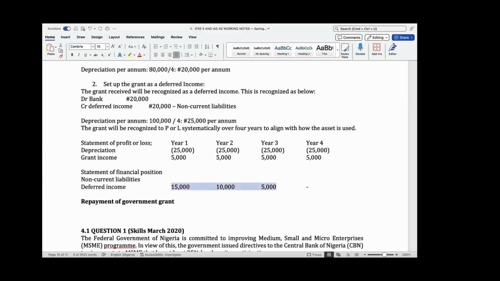So in such cases, you would treat the repayments of government grants like a change in accounting estimate. So it's like the estimate will change because values will change. The estimate you have made will change. So let's say in year 2 now, the government says, give us our money back, meet the condition. The best you can do is to recognize this difference.